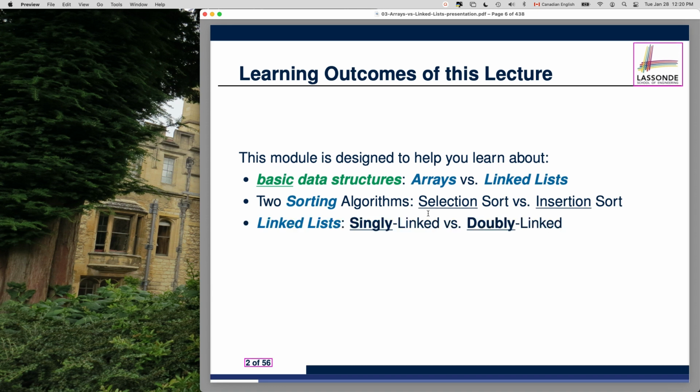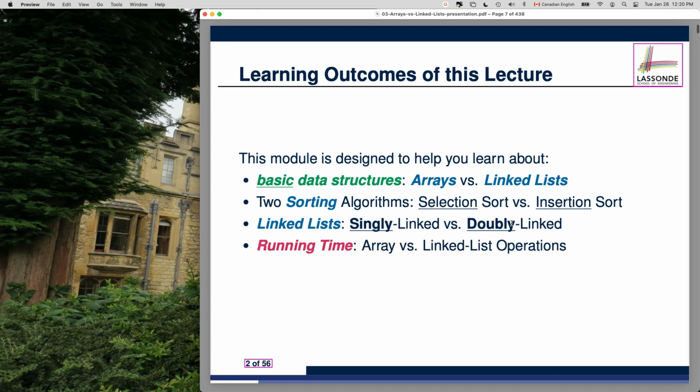And then once we get to linked list, there will be a notion about either singly linked or doubly linked. I'll explain what it means. You don't need to worry now. And also the runtime, we're going to compare array versus linked list operations. So there will be some tables to really summarize the result.